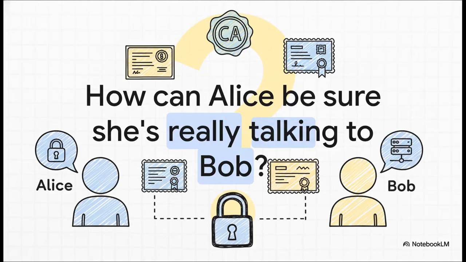So this brings us to the big, crucial question. How do we solve this identity crisis? How can Alice ever be sure that the key she received actually belongs to Bob and not some imposter like Eve? I mean, there has to be a better way than just blindly trusting whatever you're sent online.